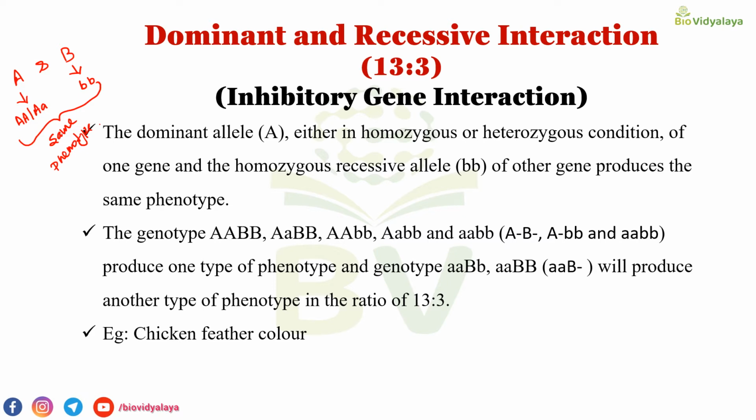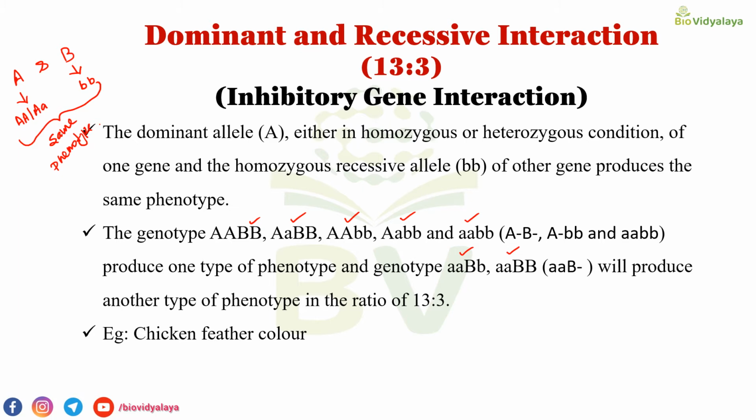So the genotypes capital A capital B, capital A small a capital B, capital A small b, capital A small b, and small a small b produce one type of phenotype, and the genotypes small a capital B, small a capital B will produce another type of phenotype in the ratio of 13:3. And this concept will be more clear with an example.